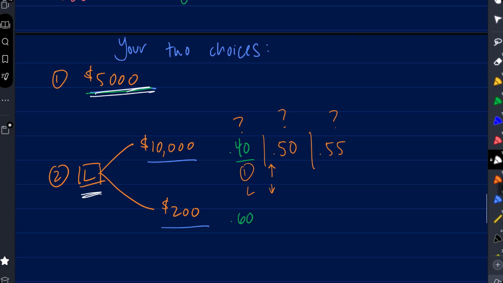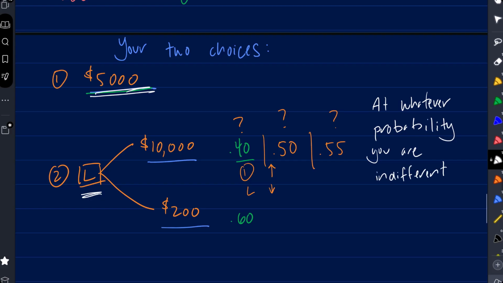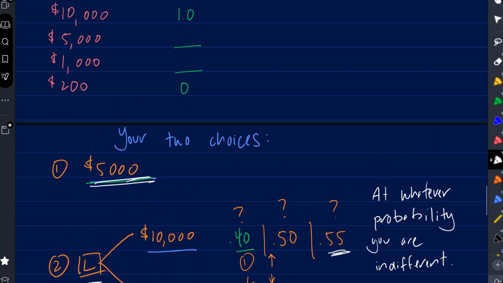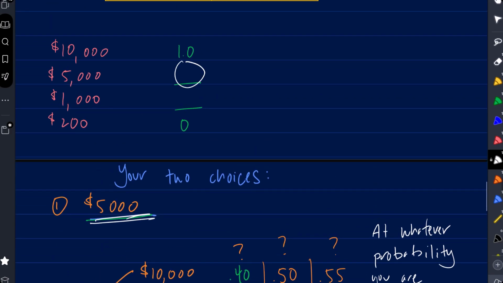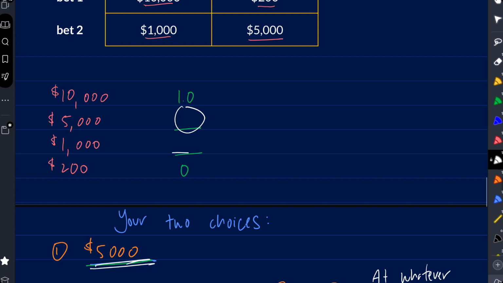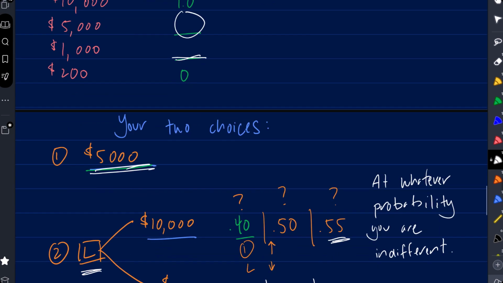So at whatever probability you are indifferent, actually I should also be putting these down here. But whatever point you are indifferent, the probability of winning that lottery is going to be the utility value that you put here. Okay, and then you would just do the same thing for the $1,000.